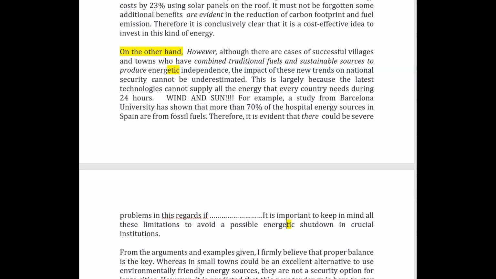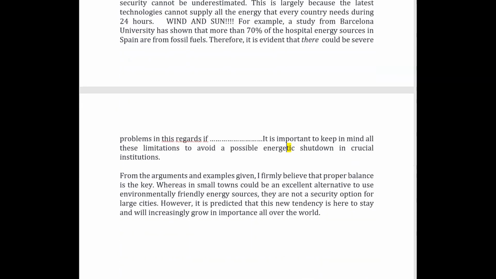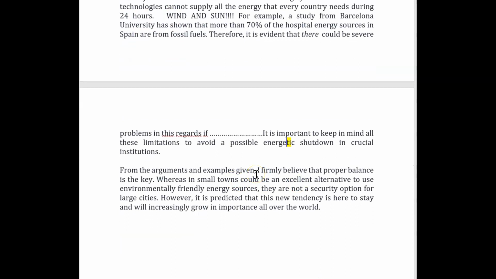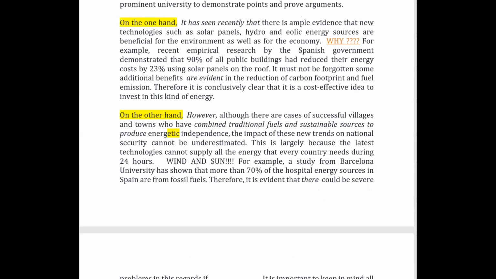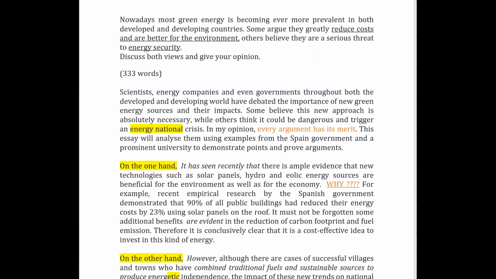Okay, I firmly believe that proper balance is the key. That's fine, you can say that at the end, but I wouldn't spoil it by saying it at the beginning. Excellent alternative, not a secure option, adjective, for large cities. Okay, good. That's a really, really nice essay. It's so much clearer. I think you've answered that question really, really well.